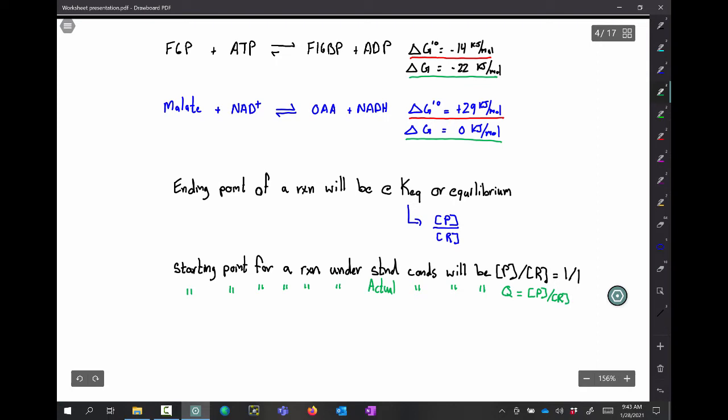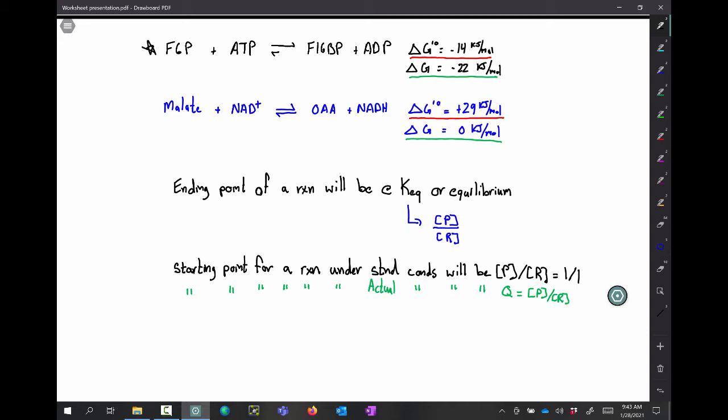Okay? But that Q value is essentially going to be the product to reactant ratio at some actual condition. For a biochemist, we would typically be concerned with a product to reactant ratio that we would find within, let's say, a cell, the cytosol of the cell, or the mitochondria. So if we were to look at this first reaction here, that is a reaction that should take place in the cytosol of a cell.